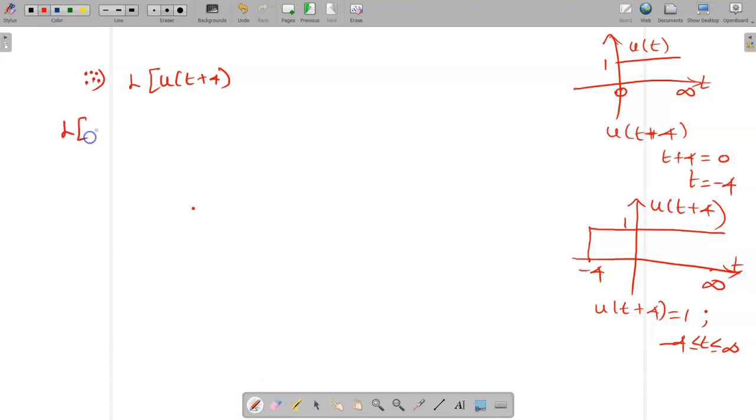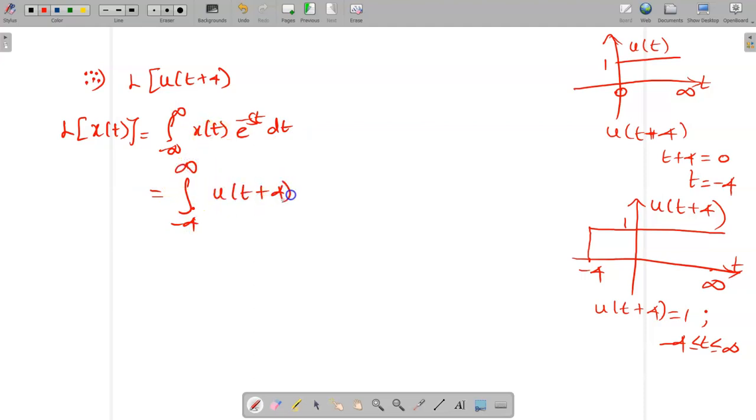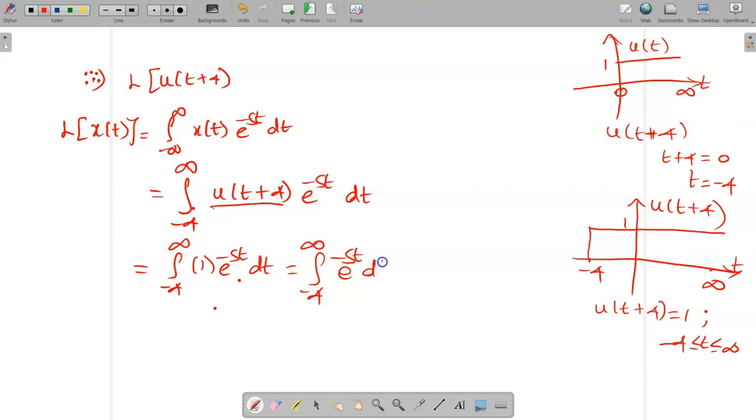The general formula is Laplace of x of t is equal to minus infinity to infinity x of t e power minus st dt. Now the limit has been changed to minus 4 to infinity, and x of t is nothing but u of t plus 4 e power minus st dt. And for minus 4 to infinity, this value is nothing but 1. So 1 into e power minus st dt. Again it is minus 4 to infinity e power minus st dt.